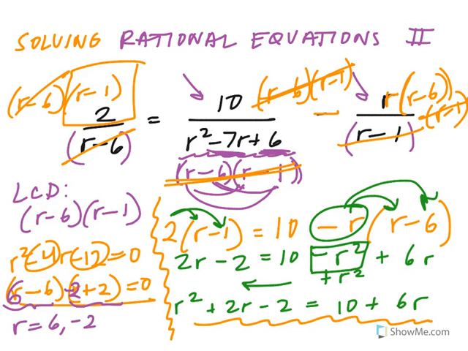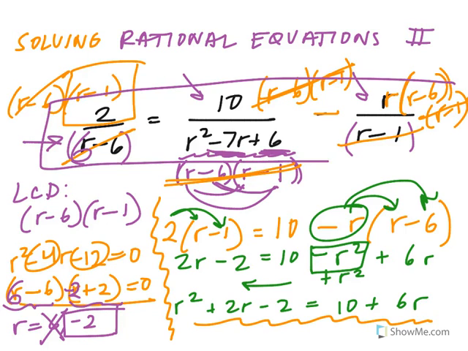Very important. Let's go back up to the beginning and check. We know that if we were to plug in 6 into the denominator, this equation would be undefined. So r cannot equal 6. Throw that one out. We're left with the solution of r equals negative 2. That is the value that makes this original equation true.